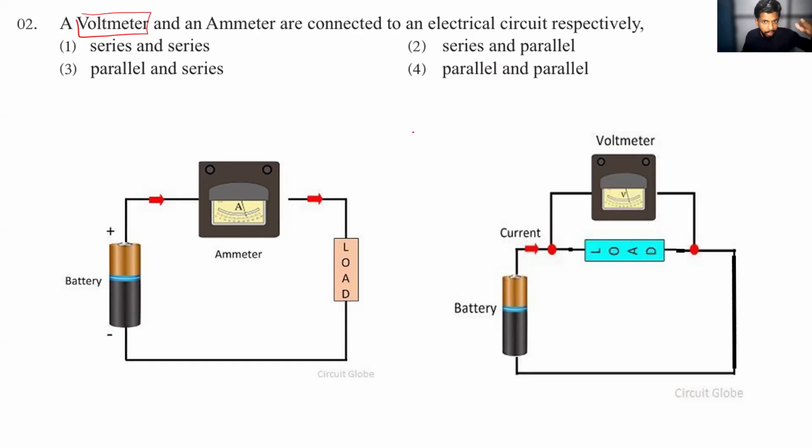What is parallel and what is series, right? Series means we are going to connect the device within the circuit itself, right? Here you can see, right? Within the circuit itself, we have connected the ammeter. But the voltmeter, you can see, they have connected outside of the circuit. Outside means parallel, you can see, right?